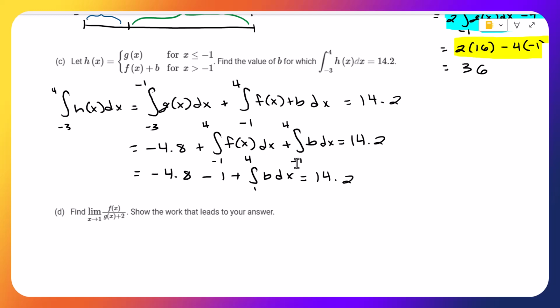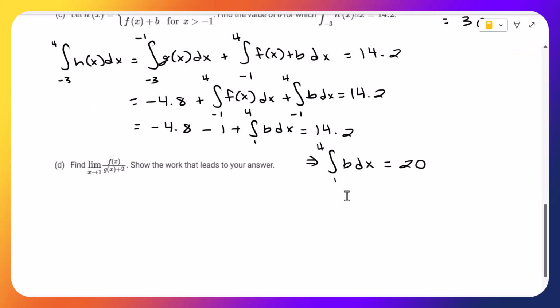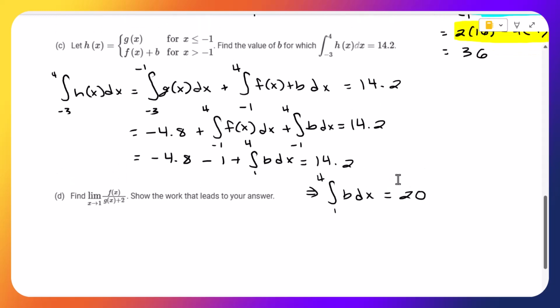So I apologize. We're not going to be able to finish this question because I don't want to give us this piece yet. We're not ready for it. But we can get that the integral from -1 to 4 of b dx should be equal to, I'm just going to add 1 to both sides, so that's going to be 15.2. Add 4.8, that's going to put us at 20. So we can get that this integral should be 20.